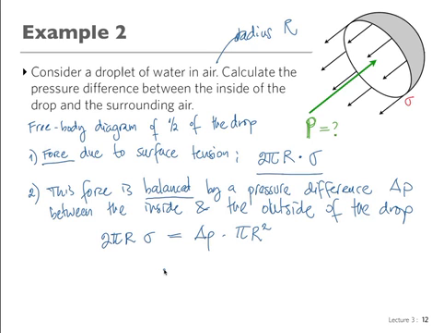Everybody with me there? Yes? Good. So now, obviously, we can solve for delta P quite easily, and this delta P is basically the pressure inside minus the pressure outside, and that is equal to, one of the r cancels out, and we have 2 sigma. The pi also cancels out, 2 sigma over r.